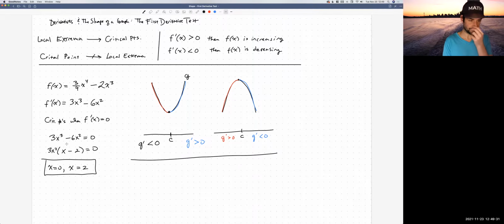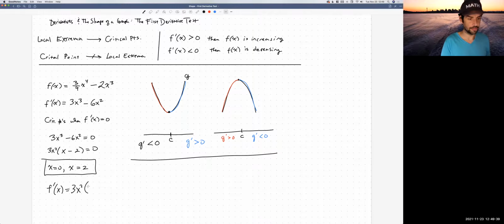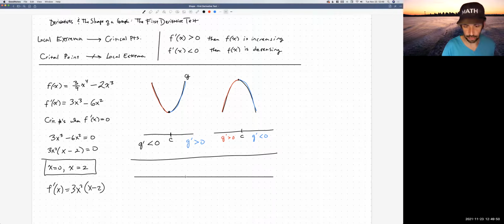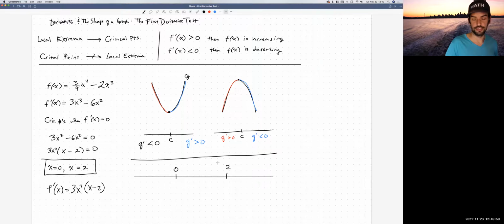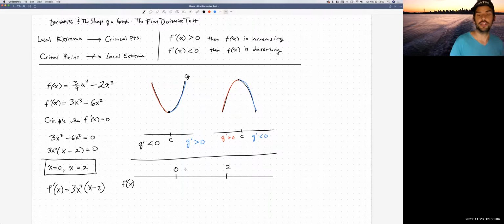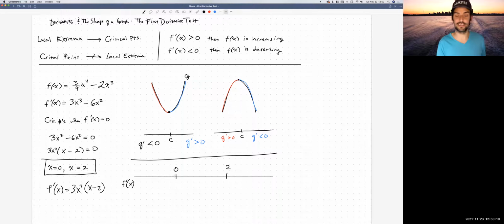So our derivative, remember, was f prime of x is equal to 3x squared times (x minus 2). That was a good way to look at our derivative. Let's make a number line here. Remember what our roots were for this, the critical numbers, the zeros of this: we're at 0 and 2. This chops up the number line into 3 regions. Let's look at the sign of the derivative.